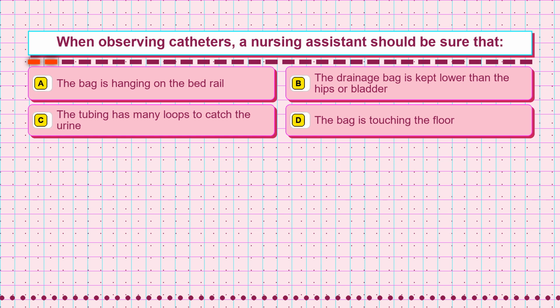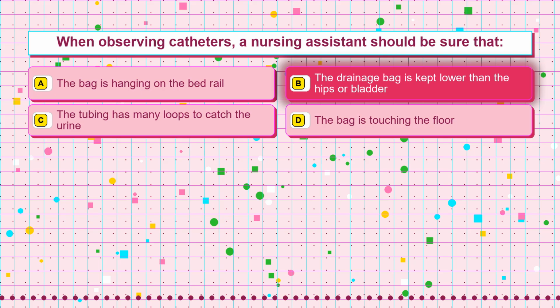Question 64. When observing catheters, a nursing assistant should be sure that: Option A, the bag is hanging on the bed rail. Option B, the drainage bag is kept lower than the hips or bladder. Option C, the tubing has many loops to catch the urine. Option D, the bag is touching the floor.